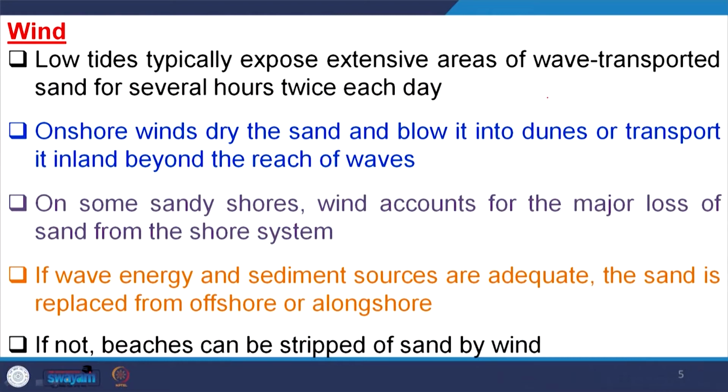If not, beaches can be stripped of sand by wind. Suppose we do not have sand. Once there is no sand, it is totally clean. So, the beach is stripped of sand, there is no sand available, and only the rock mass or the bedrock is exposed.